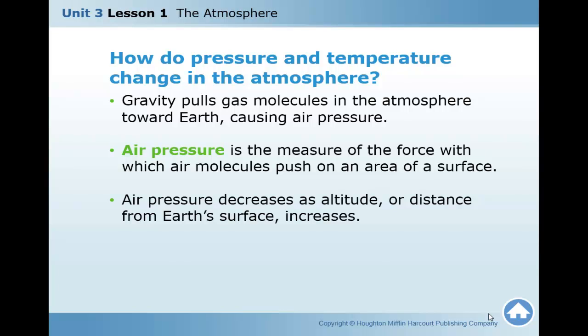Air pressure decreases as altitude, or distance from the Earth's surface, increases. So when the distance from the Earth's surface increases, the pressure will decrease. When we go upward from the Earth, when we go far from the Earth, the air pressure decreases.